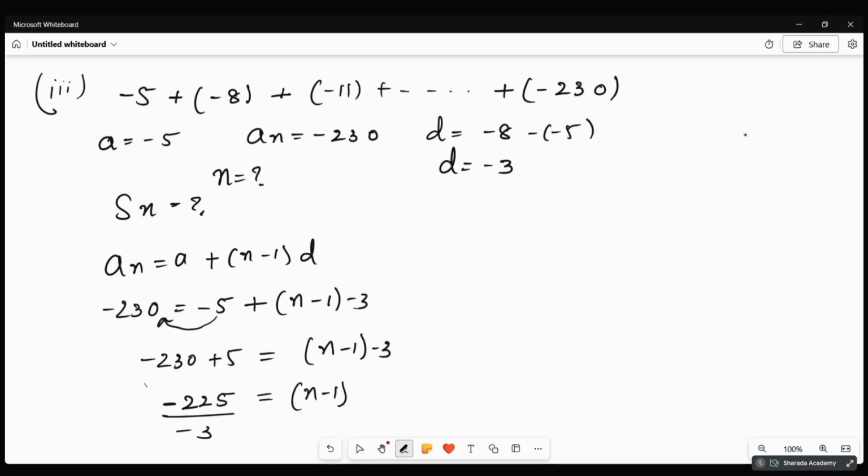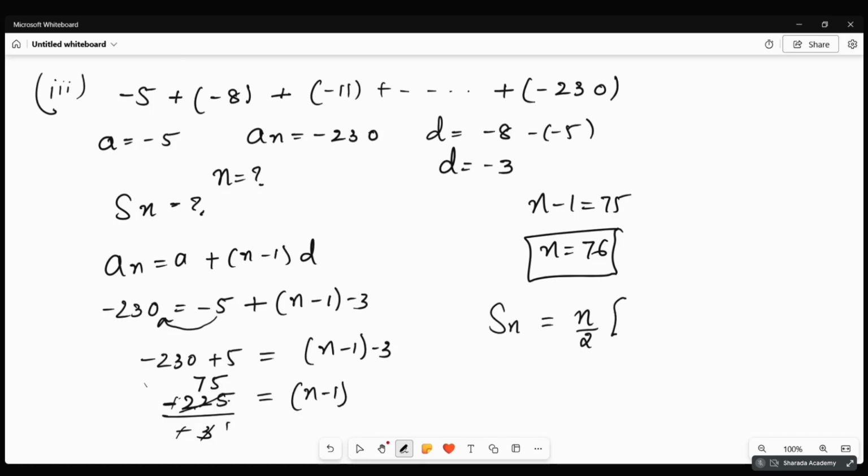So, if I divide, how much I will get? Minus by minus is plus. 3 sevens are 21, so 15, 5 threes are 15. So n minus 1 is 75, n is equal to 76. Same thing you people got. Next you should find Sn.